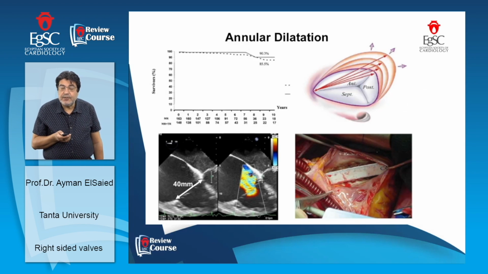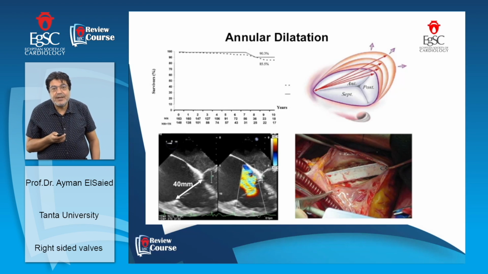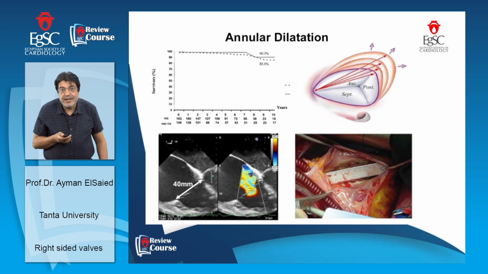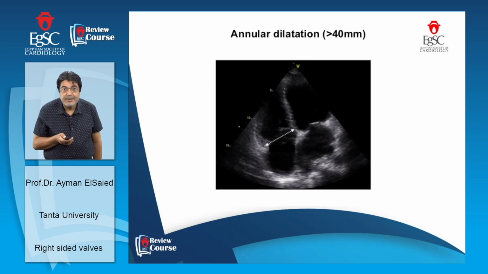The annulus is very important. If the annulus is dilated more than 40 millimeter, it is a case of severe tricuspid valve incompetence. And you can know that there is a term of tricuspid annular shortening. If the difference between the systole and diastole in the tricuspid annulus is small, this is reduced tricuspid annular shortening, as this is an indicator for severe tricuspid valve incompetence.